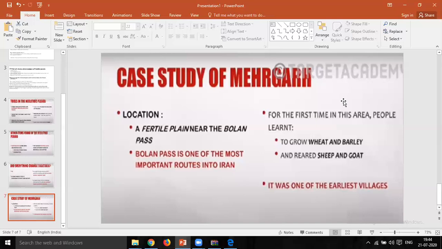These things were not brought with vehicles, as vehicles were not found in those times. They used to carry them on their backs, or they took the help of animals. Okay, so they used to carry such items in those times. So this is the case study of Mehrgarh.